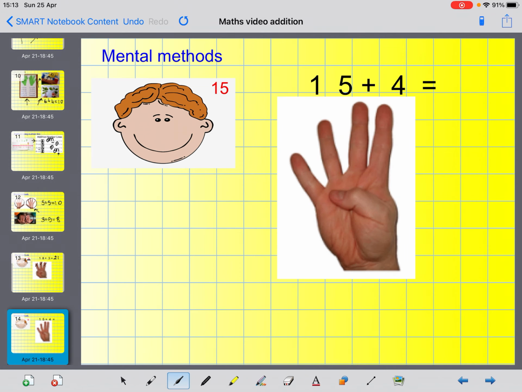So let's have a look again. My number is 15. I'm going to keep my number 15 in my head. 15 is larger than 10. I don't have 15 fingers, so I will keep my 15 in my head and count on 4 more by pinching my fingers. So I might say 15 in my head, add 4, 16, 17, 18, 19. So 15 plus 4, the answer is 19.